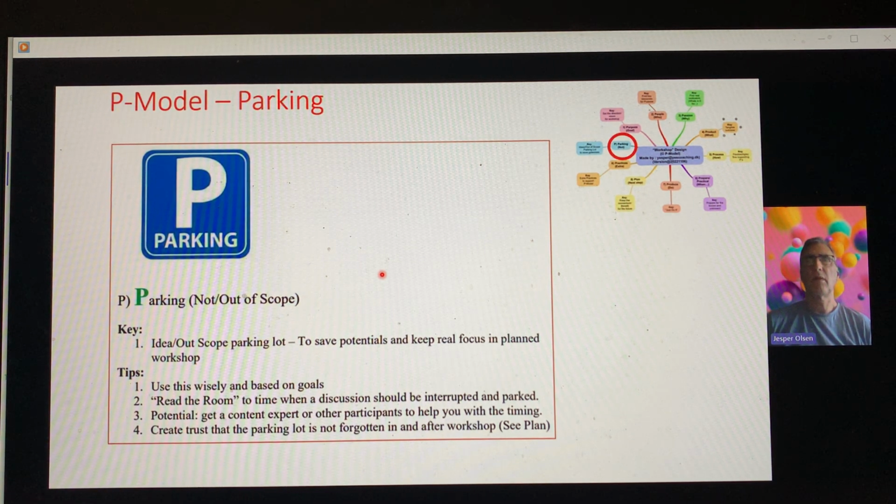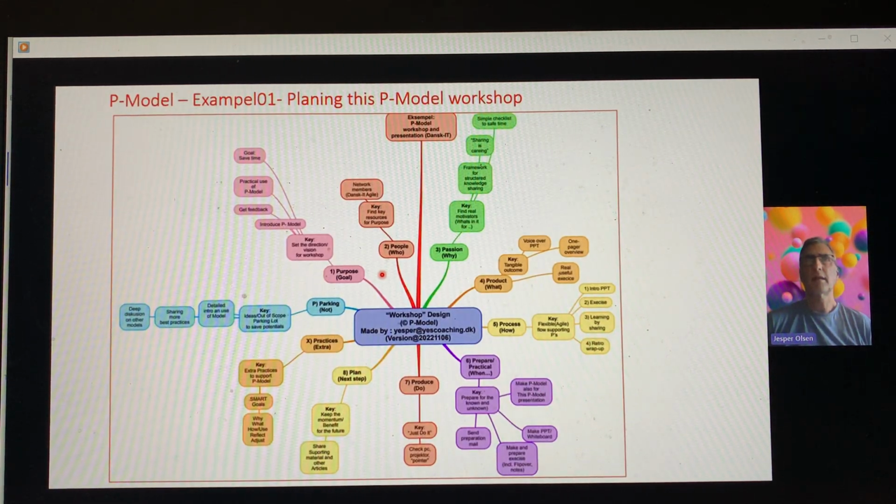So this was, in a very fast track, the P model with all these different P's. Let's come with an example here. Actually, when I planned for presenting this P model in my network group, I of course used my P model to plan that. And this is just some example. I think the purpose of this one with you guys and also in this workshop is to introduce the P model. That is the purpose.